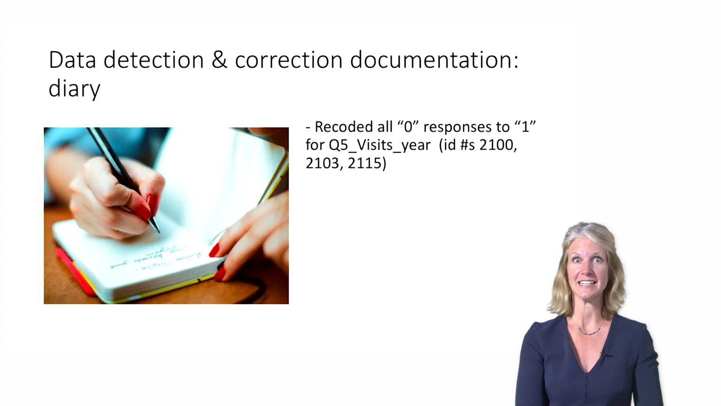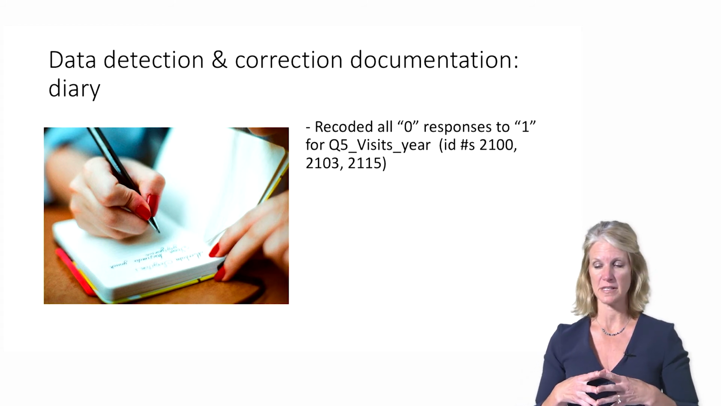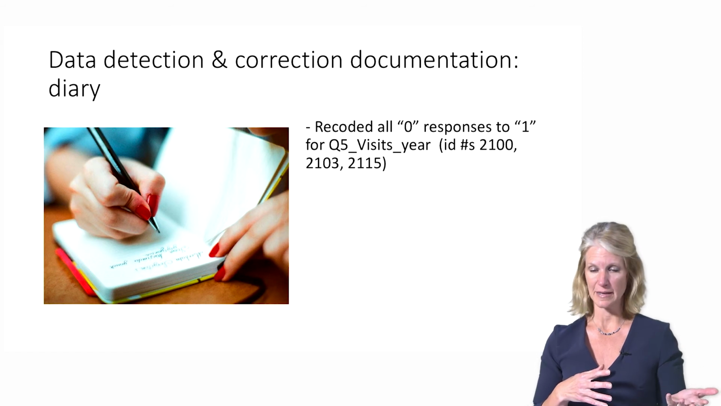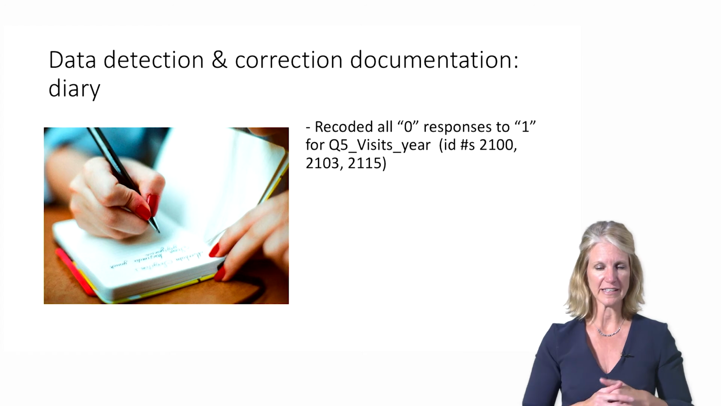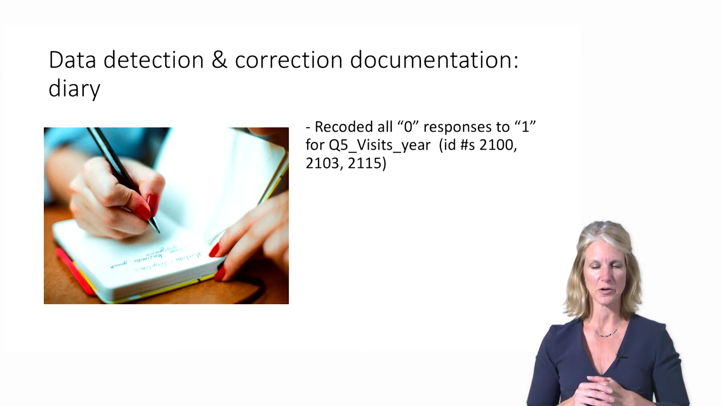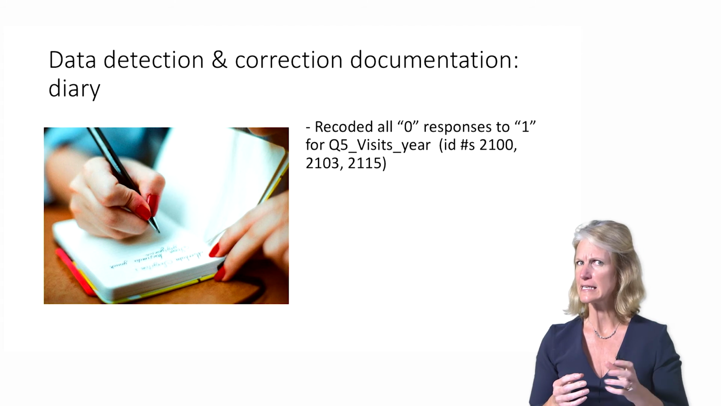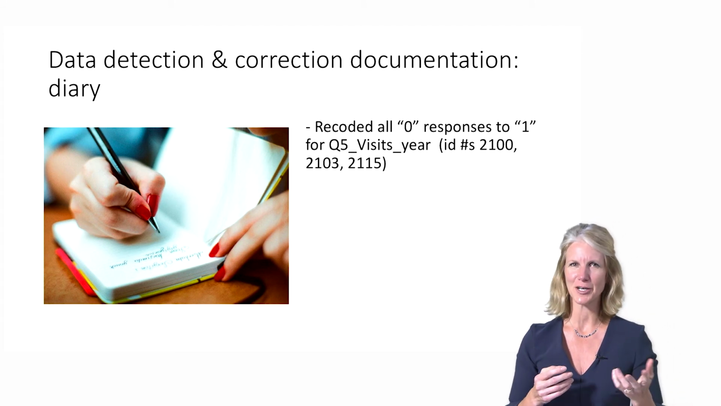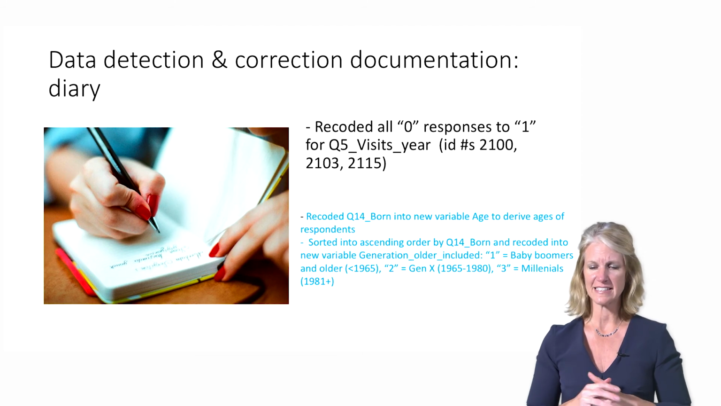For example, here's an entry in a data diary where the person noted a recoding of the variables. The question related to how many times a person had visited the site in this year. And what was done is you can read that they recoded all 0 responses to 1 for that particular question with those 3 ID numbers. And obviously, if a person is at a site, they've visited at least 1 time, so that 0 would be an inaccurate data point.